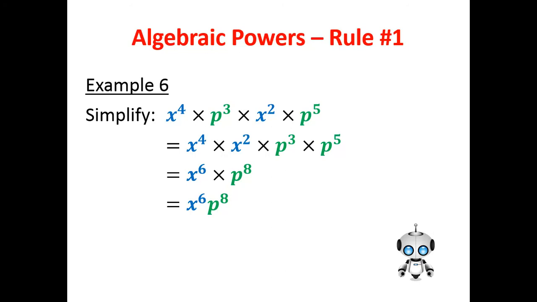And finally, remember, in algebra we prefer to write things alphabetically, so it's better if we put the p at the front. So we're going to swap those around and put p to the power of 8 and x to the power of 6 second. So our final answer is p to the power of 8, x to the power of 6.